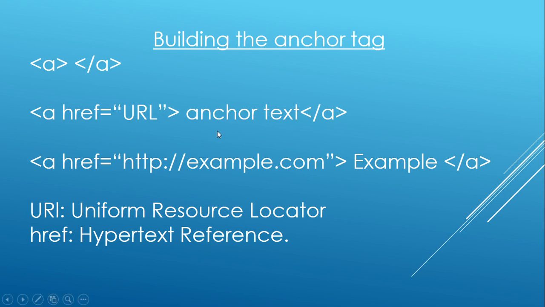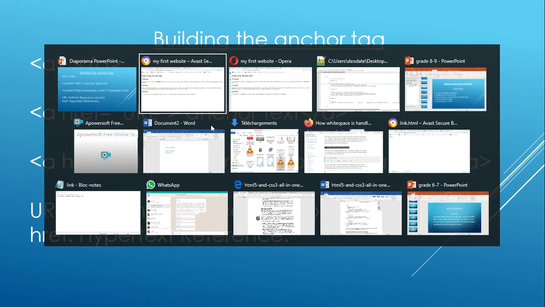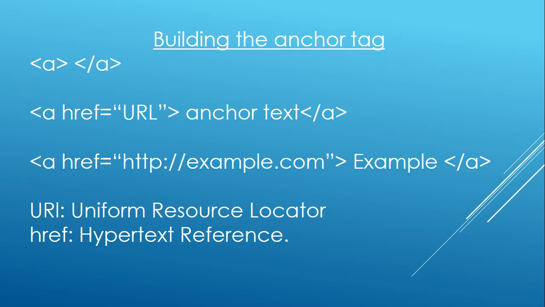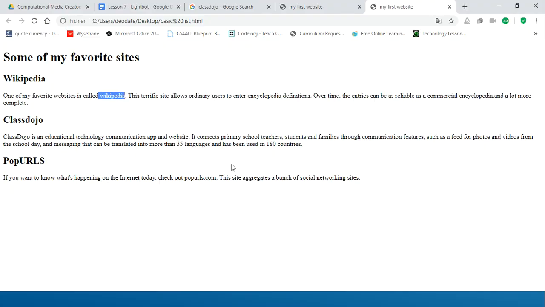And here the anchor text is the text that we are going to use. Here, our anchor text is going to be Wikipedia. We are going to use Wikipedia to link to the Wikipedia web page. So this is what we are going to do. As an example, we have here an anchor tag with an href example. It means when someone clicks on example, it should take them to example.com. So let's go back to Notepad++.